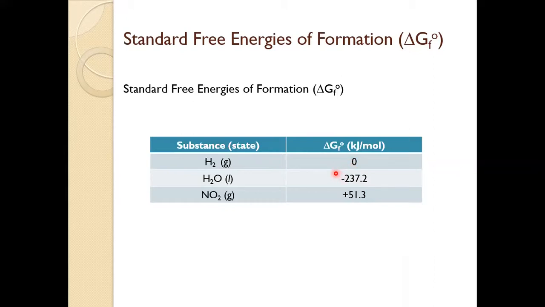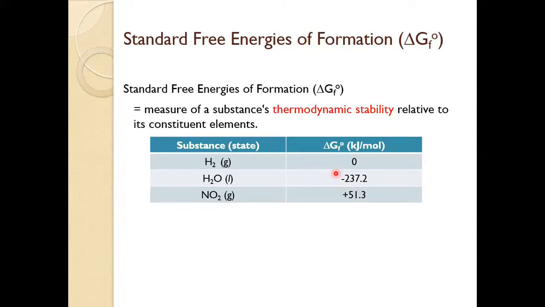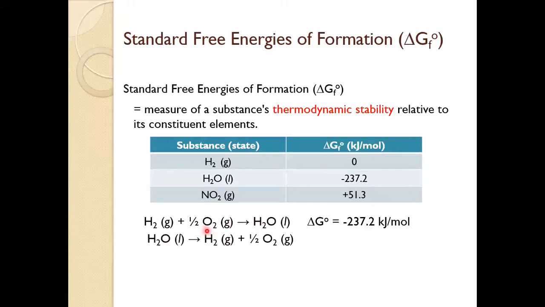But otherwise, all of those substances will have either positive or negative delta G of formation values. And what's nice about delta G formation, it actually gives us an idea as to how thermodynamically stable the substance is relative to its constituent elements. For example, water has a delta G of a negative 237.2 kilojoules per mole. It's a negative number, which means that this process is spontaneous, which means thermodynamically, water is more stable than its constituent elements. The reverse process would have a reverse sign, a positive 237.2 kilojoules per mole.